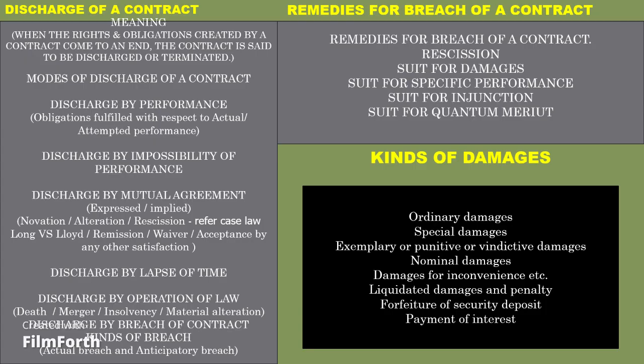Next point. Suit for injunction. Injunction means an order of the court restraining the other party from carrying out a particular act. When is this remedy available? The court has the discretion whether or not to grant an injunction. Where a party to the contract promises to do an act but refuses to perform such act resulting in breach of contract, the aggrieved party may claim an injunction order from the court restraining the defaulting party from performing such act in future. Lastly, suit for quantum meruit.